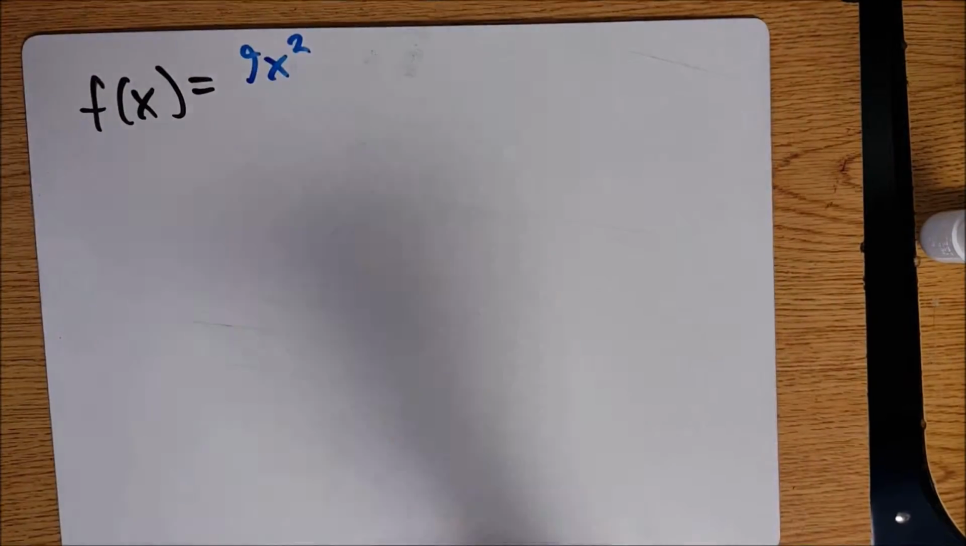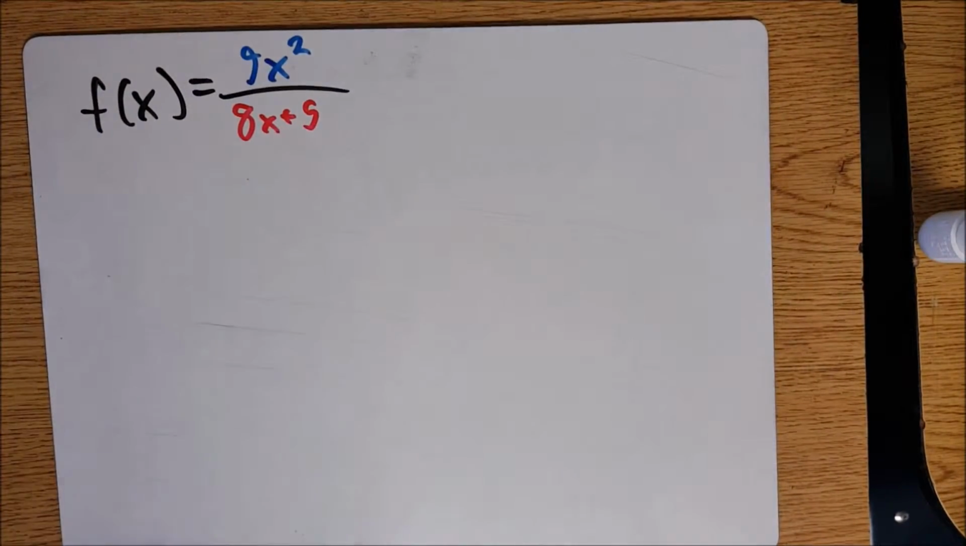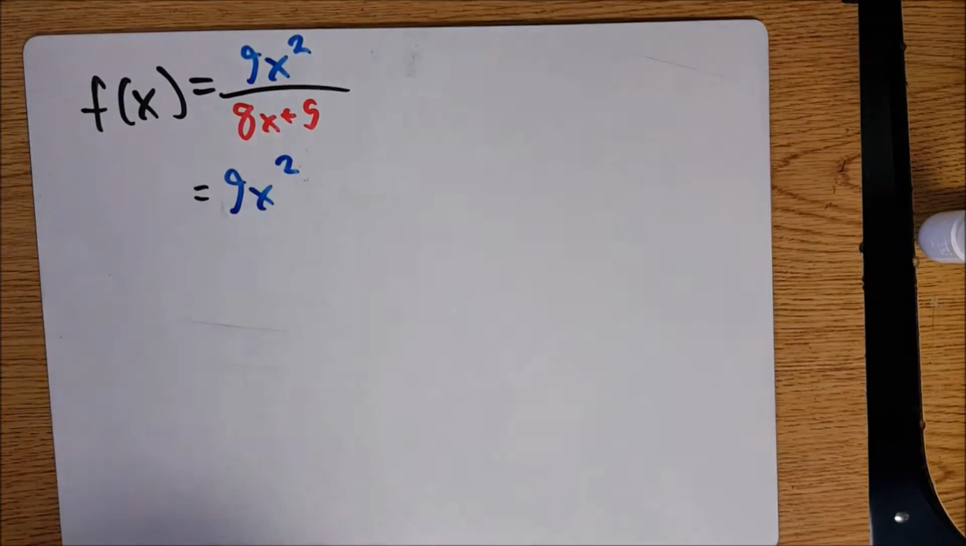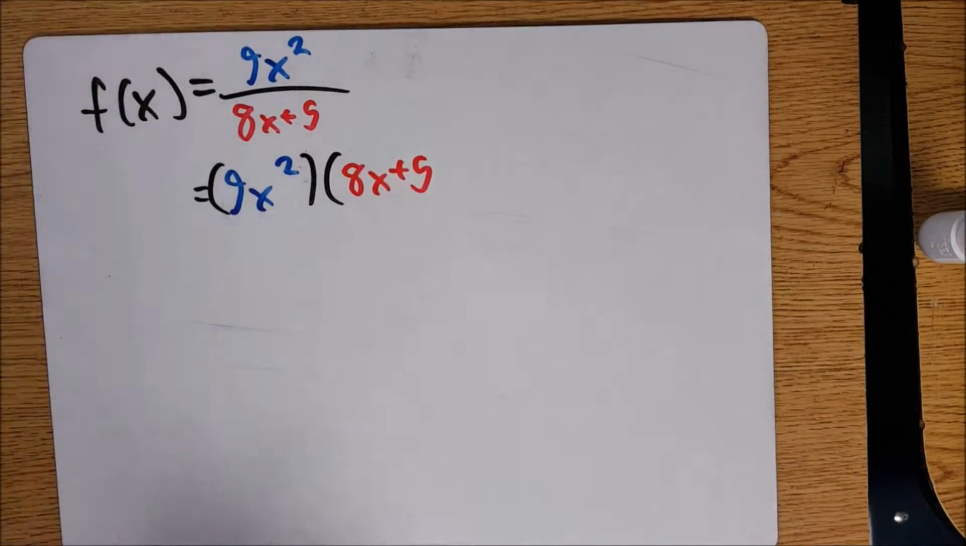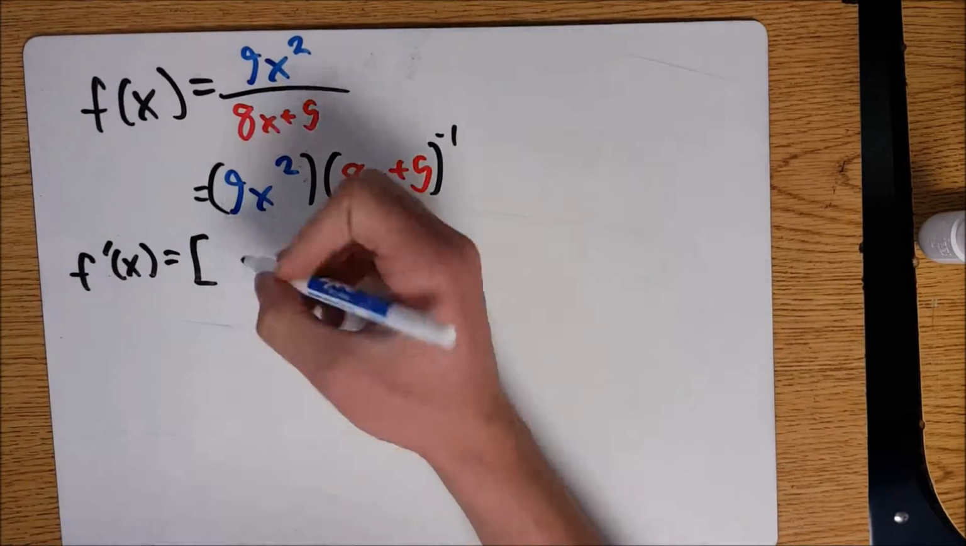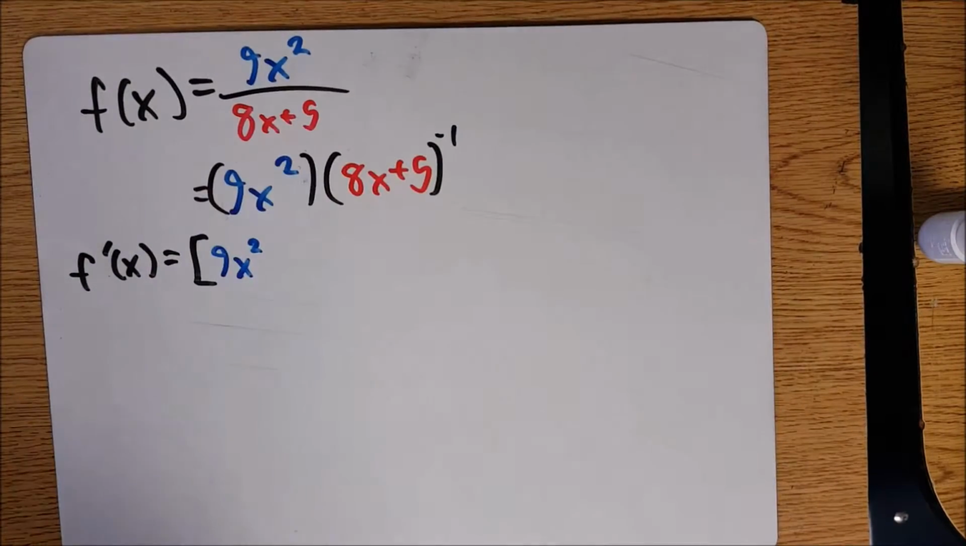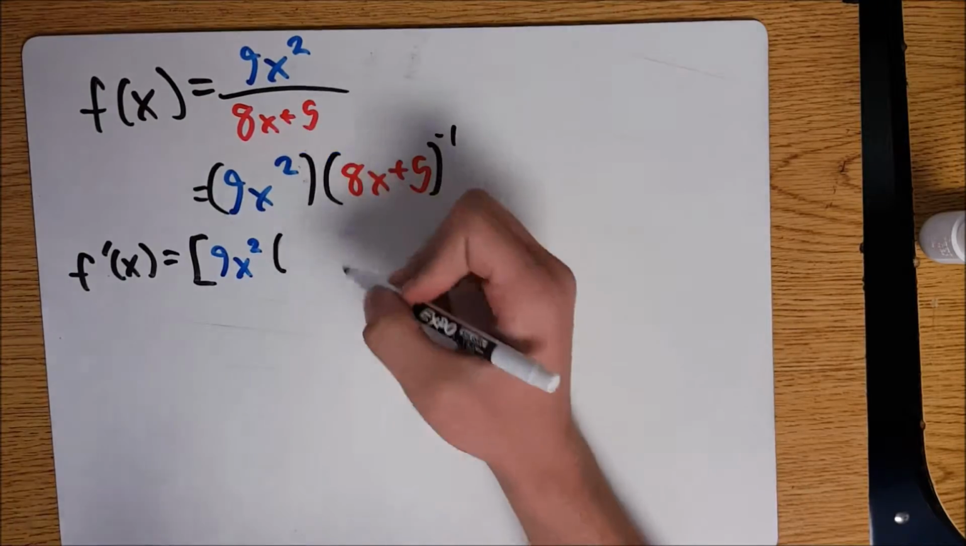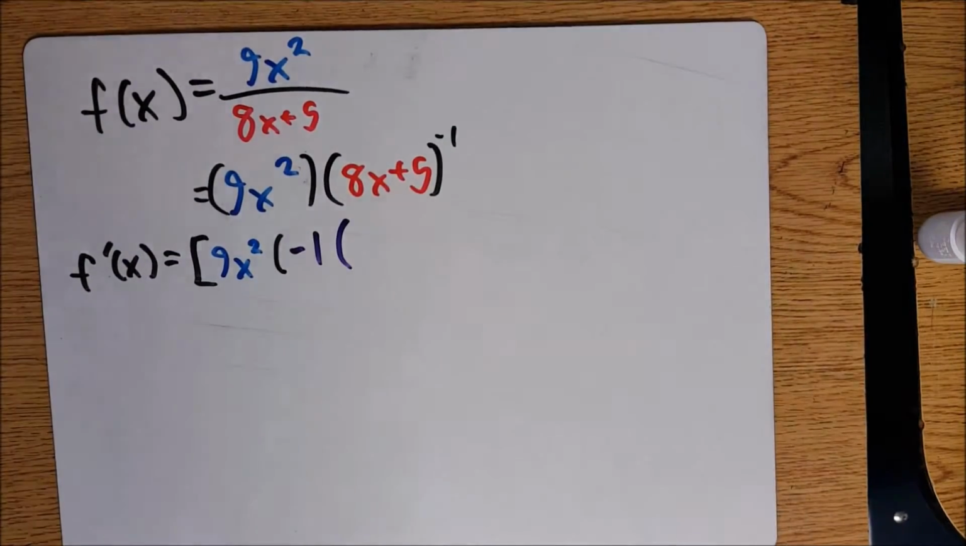Our next example is 9x squared over 8x plus 5. We can still use the product rule on this problem. We can separate 9x squared over 8x plus 5 into 9x squared times the quantity of 8x plus 5 to the negative 1 power. Using the product rule, we multiply the first, 9x squared, times the derivative of the second, (8x plus 5) to the negative 1.